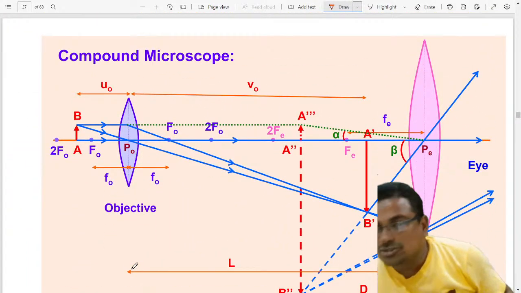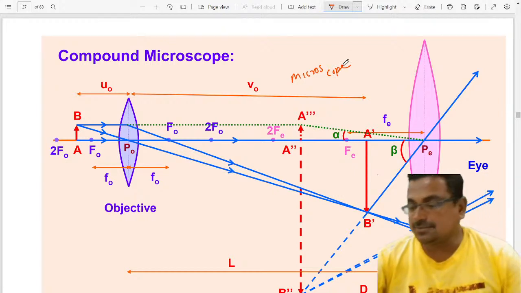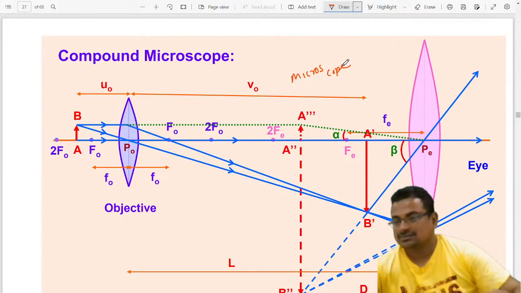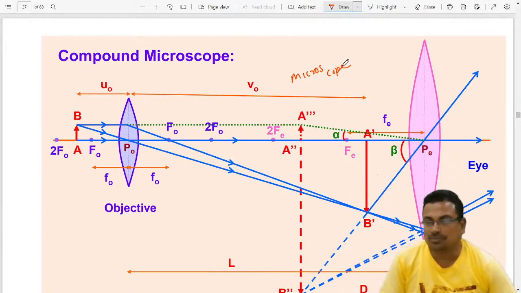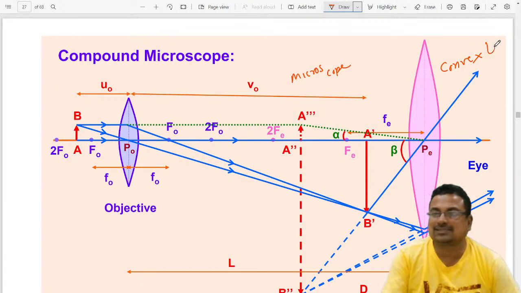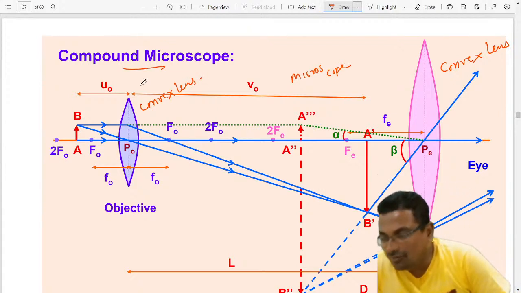Now, what is a microscope? Why do we use a microscope? To see the microorganisms, bacteria and germs. So micro means smaller. It shows the microscope. So which lens is it? It is a convex lens. This is also a convex lens. Now today we will learn.